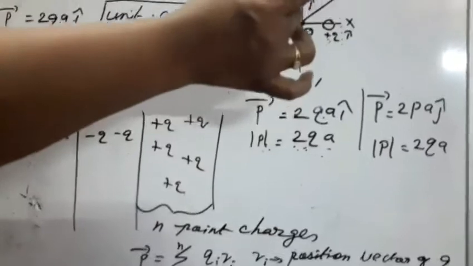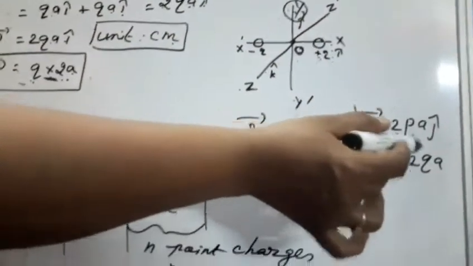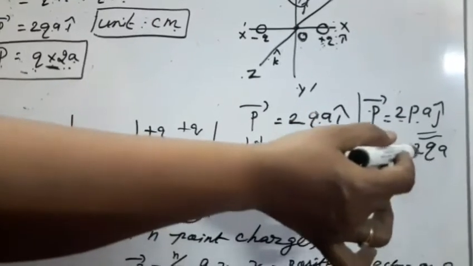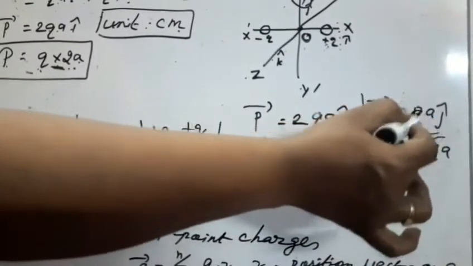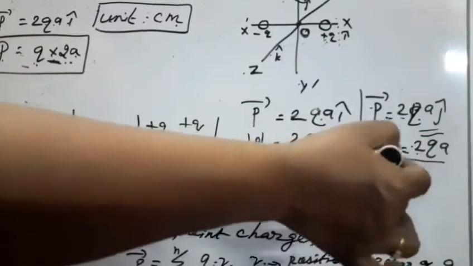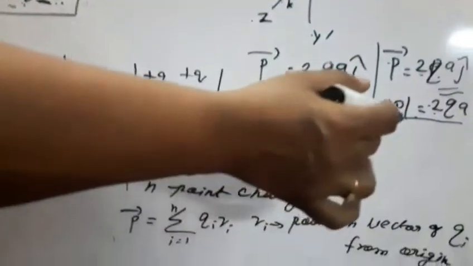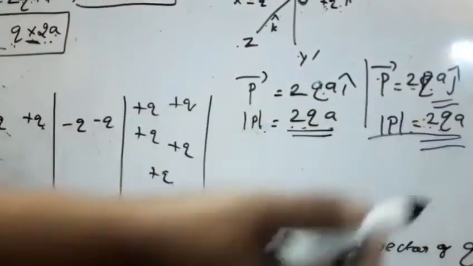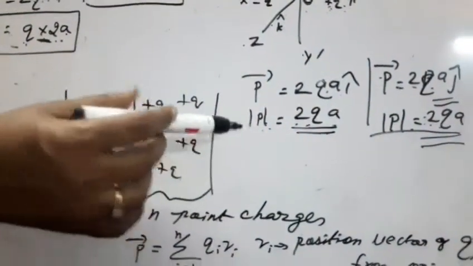Suppose you take the y direction, the same way we write, instead of i cap we write j cap. Therefore P vector equals 2qa j cap. Usually the modulus of the j vector equals 1. Therefore, the same value comes whether it is the x-axis, y-axis or z-axis. So, the dipole moment is the same.